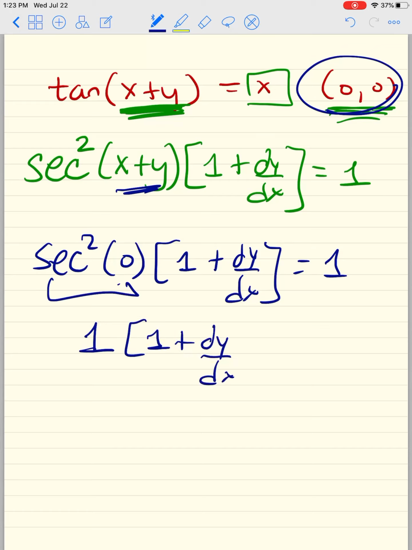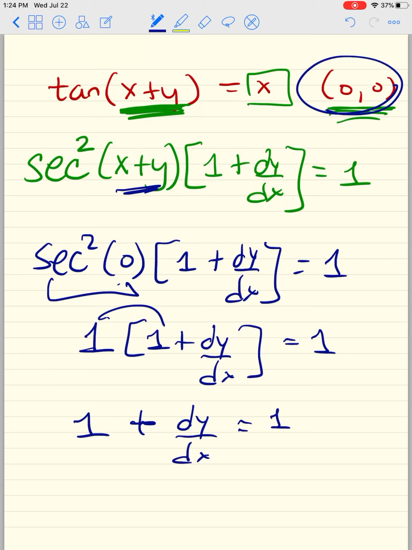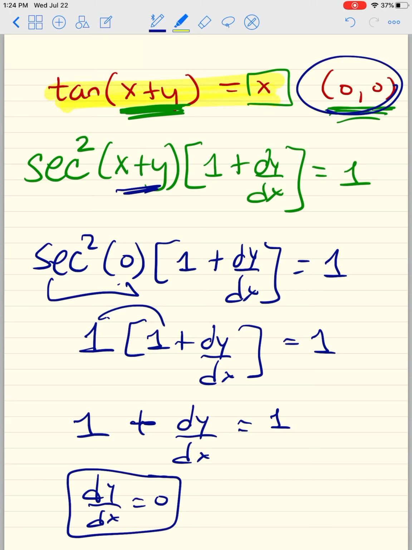And now here, we just have to be very, very careful. 1 times 1 is 1. 1 times dy/dx is just 1 dy/dx, and that equals 1. If you subtract 1 on both sides, then dy/dx equals 0. In other words, if I were going to graph this and I went to the point 0, 0, I would have a horizontal tangent line because my slope is 0.